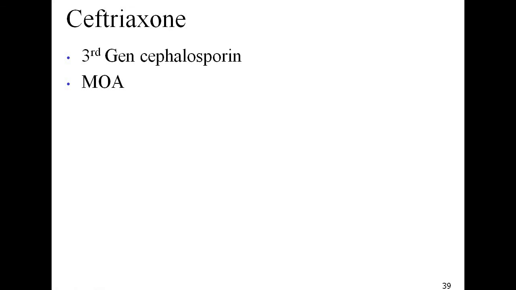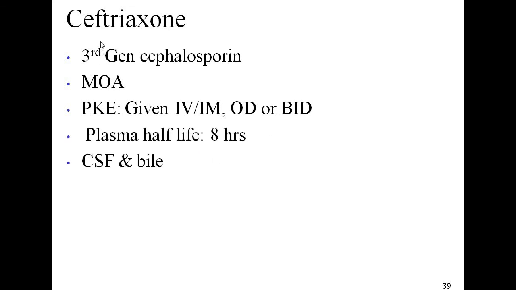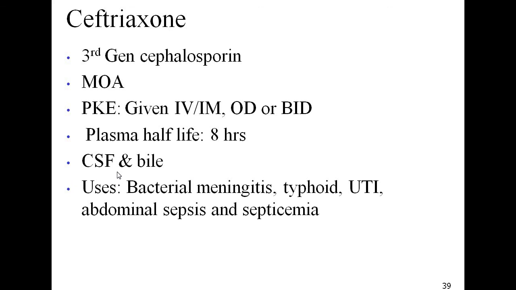Pharmacokinetics: excreted unchanged by active tubular secretion. Given intravenous or intramuscular once or twice a day with a plasma half-life of 8 hours. Ceftriaxone is also excreted in bile and crosses the blood-brain barrier. So ceftriaxone is used in bacterial meningitis, typhoid, urinary tract infections, abdominal sepsis and septicemia.